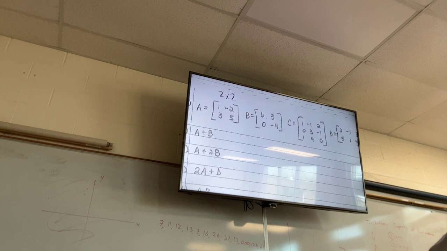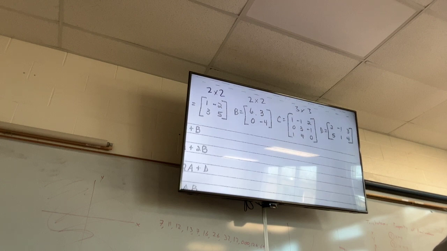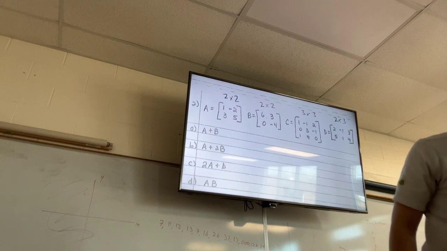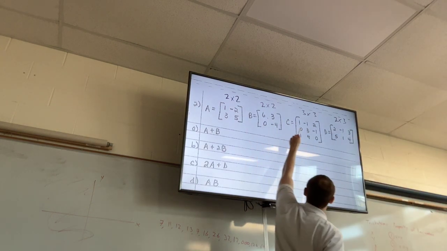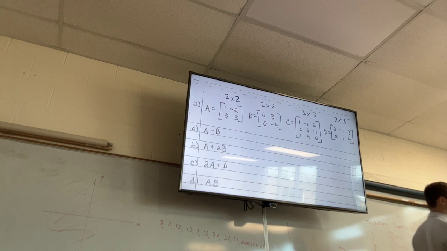What about B? How many rows? 2. How many columns? C is a 3 by 3. D is a 2 by 3. So A, B, and C are square matrices because the two numbers match. D is not a square matrix because the two numbers do not match.